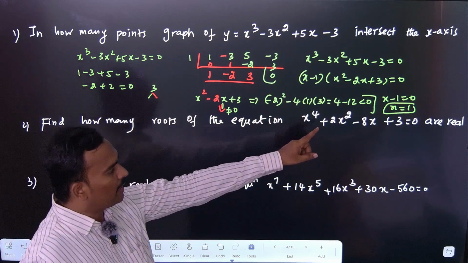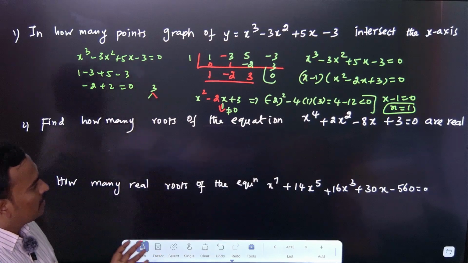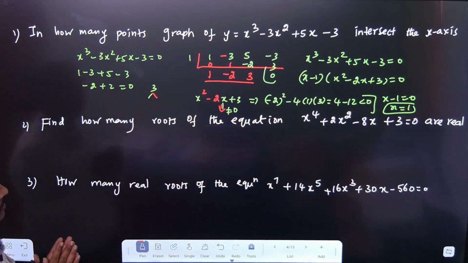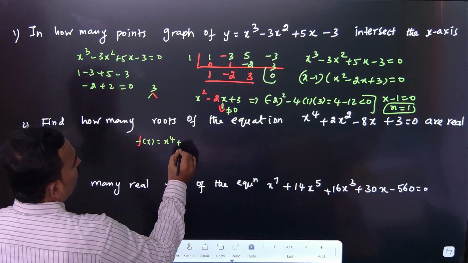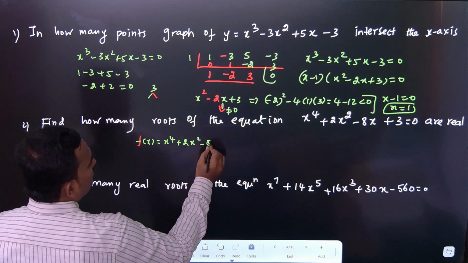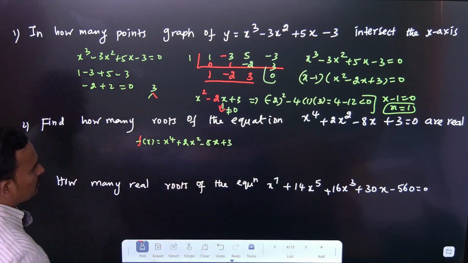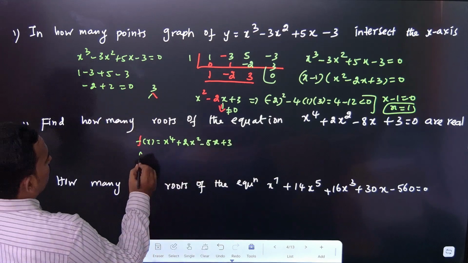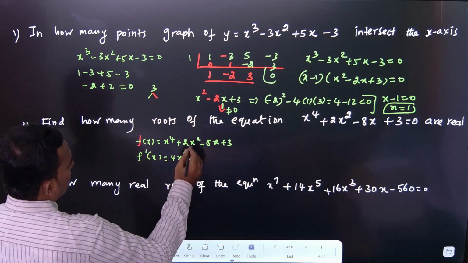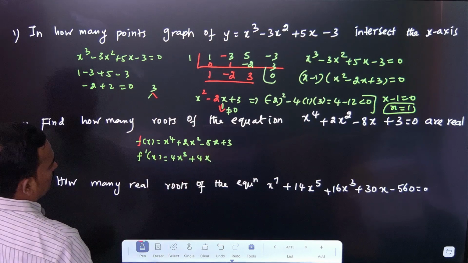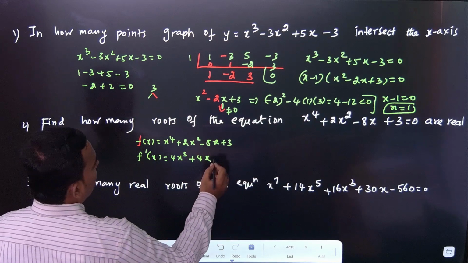Okay, next, how many roots of the equation are real? You can see this is a biquadratic equation. Then how many real roots are possible? How can we check this one? Let us take f of x equal to x power 4 plus 2x square minus 8x plus 3, right? We can differentiate this function. You will get 4x cube plus 4x minus 8, correct, right?